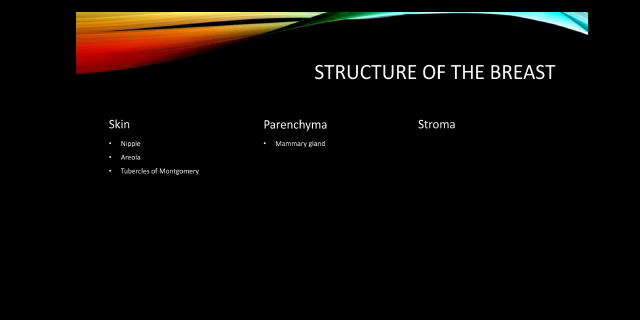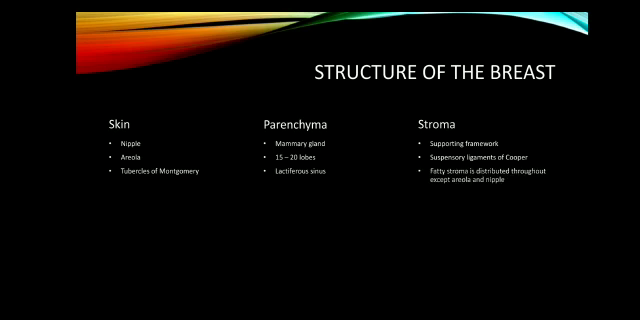The parenchyma is the mammary gland, which has 15 to 20 lobes. The lobes have ducts which enlarge at the end of the nipple to form the lactiferous sinus. The stroma forms the supporting framework of the gland, which is partly fibrous and partly fatty. The suspensory ligaments of Cooper anchor the gland to the pectoral fascia. The fatty stroma forms the main bulk of the gland and is distributed all over the breast, except the areola and the nipple.